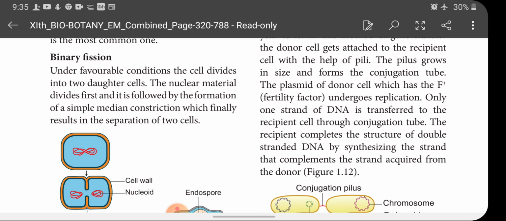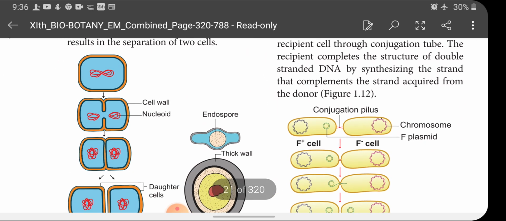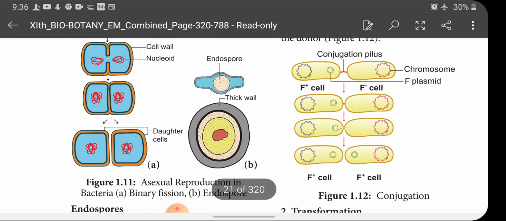Okay, under favorable conditions, the cell divides into two daughter cells, right? The nuclear material first divides into two and is followed by the formation of a simple median constriction in the cytoplasm and separation of two cells. By the diagram itself you could understand, children.